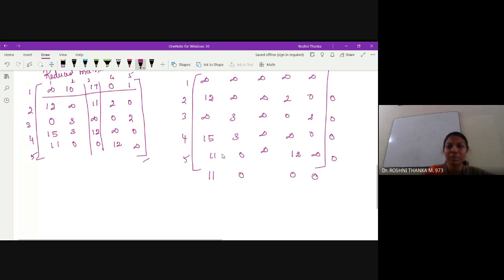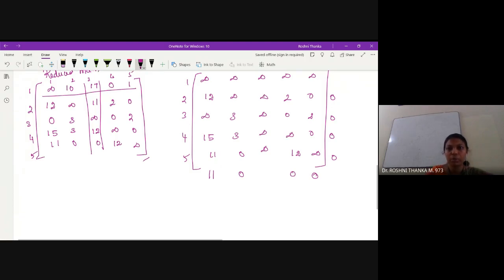So we have to reduce it, to make at least one of the entries 0. To reduce it, what will you do? We will be subtracting 11, the minimum value, from the complete column. So how will this matrix be converted? I'll write it small. I have to subtract this 11 from the full column.